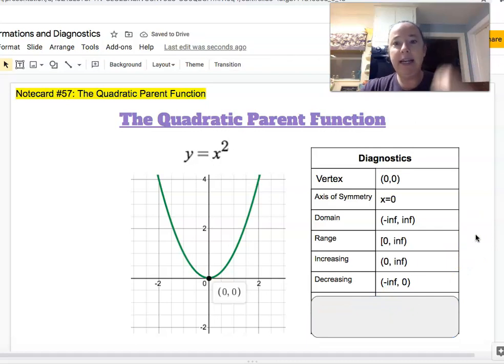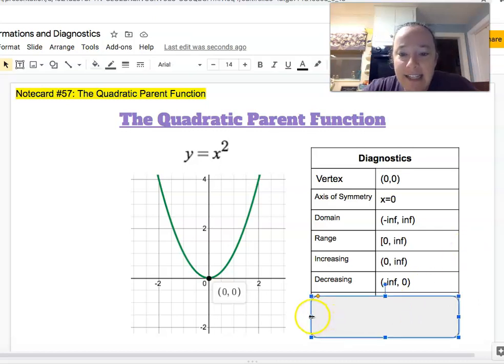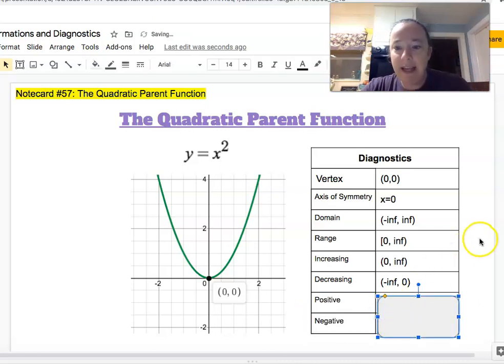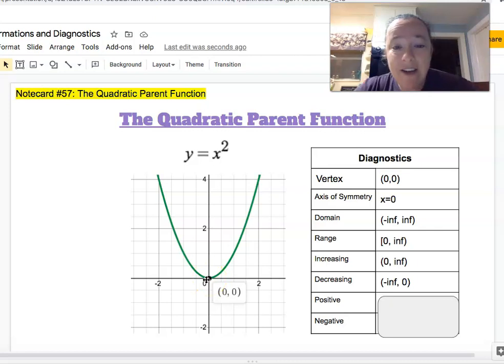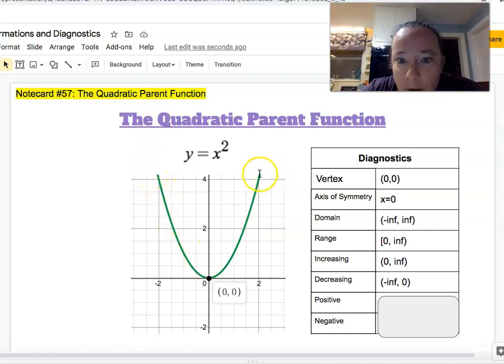All right, positive means, where does this thing live above the x-axis? Well, you might go, well, Miss Sharp, it's everywhere. It's negative infinity to infinity. But this thing does not live above the x-axis all the way from negative infinity to infinity. What's happening at 0? At x equals 0, y is 0. The y values have to be positive in order for it to be positive. So yes, y values are positive here, y values are positive here, but not here on the x-axis.